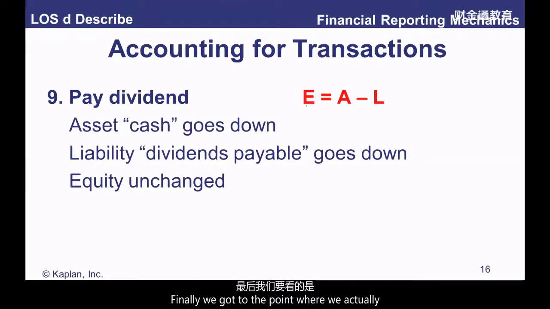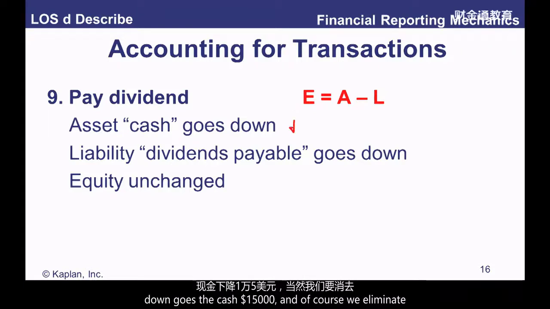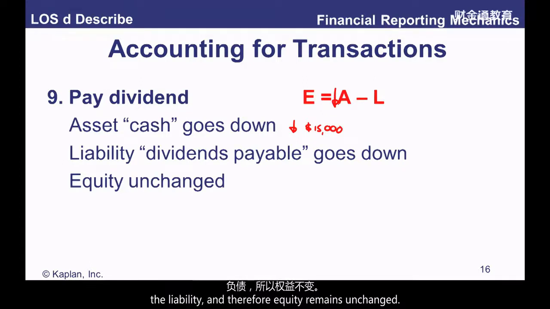Now finally we've got to the point where we actually pay that dividend, the cash goes out. So in this situation we're going to pay that cash out, down goes the cash, 15,000. And of course we eliminate the liability. And therefore equity remains unchanged.